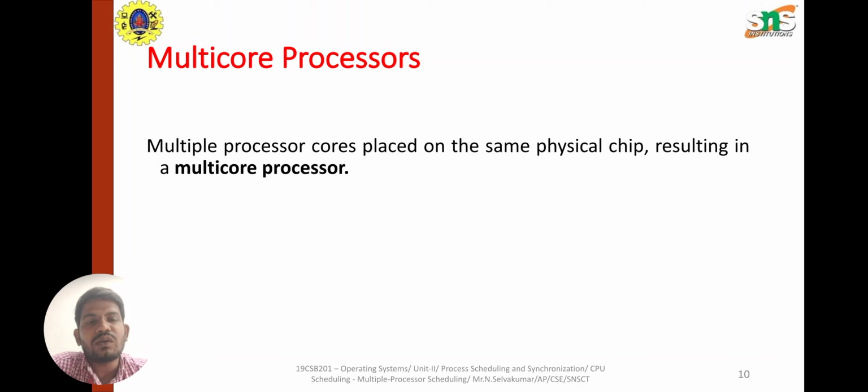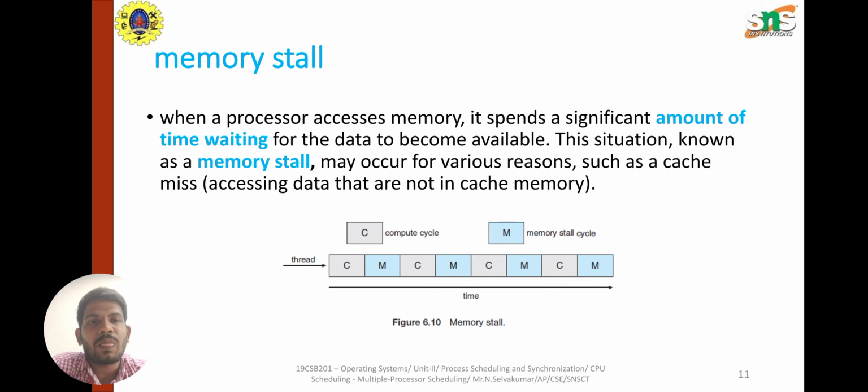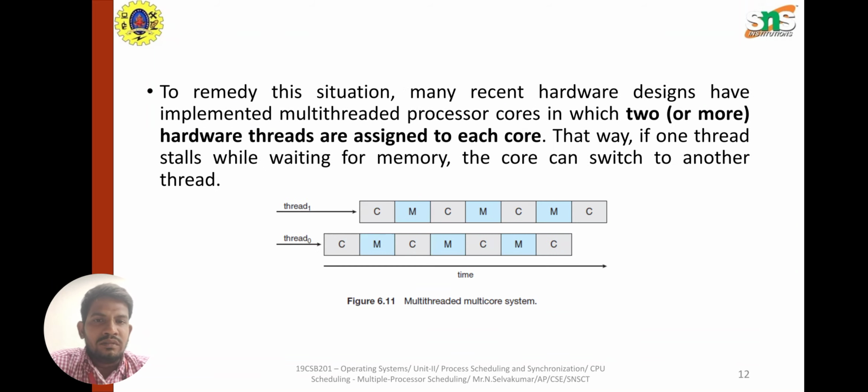Multi-core processors. Multiple processor cores are placed on the same physical chip, resulting in a multi-core processor. Memory stall: when a processor accesses memory, it spends a significant amount of time waiting for the data to become available. The situation known as a memory stall may occur for various reasons, such as a cache miss, which is accessing data that are not in cache memory. To remedy the situation, many recent hardware designs have assigned two or more hardware threads to each core. That way, if one thread stalls while waiting for memory, the core can switch to another thread.